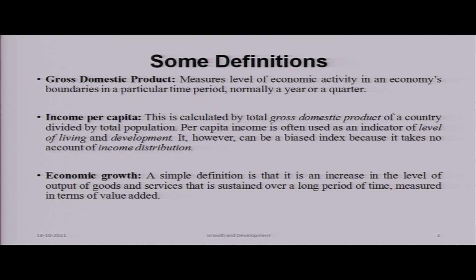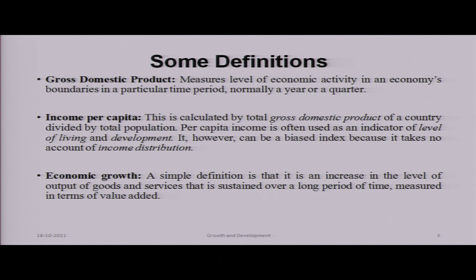The first definition is gross domestic product. It measures the level of economic activity within an economy's boundaries in a particular time period, normally a year or a quarter. So the gross domestic product involves the market value of the total production in a country within one year.